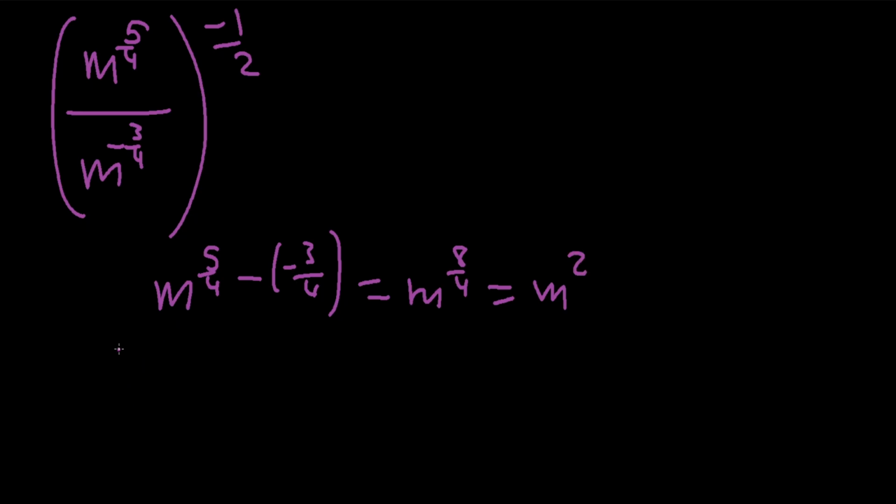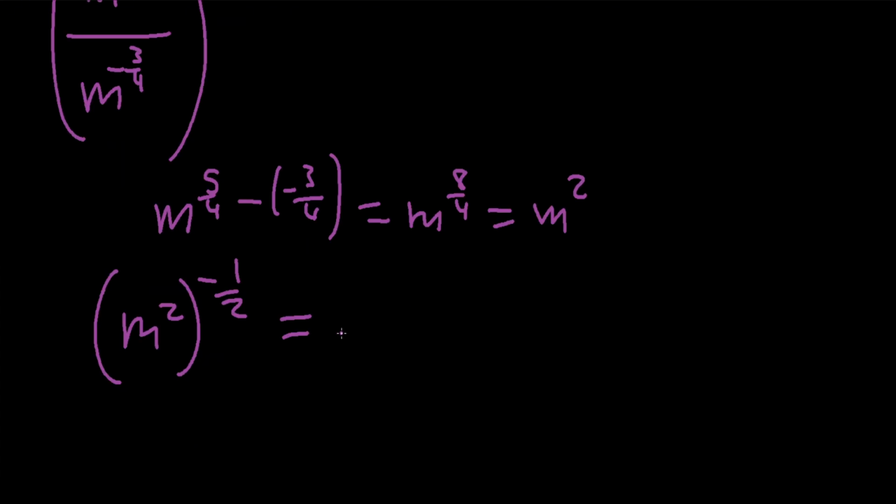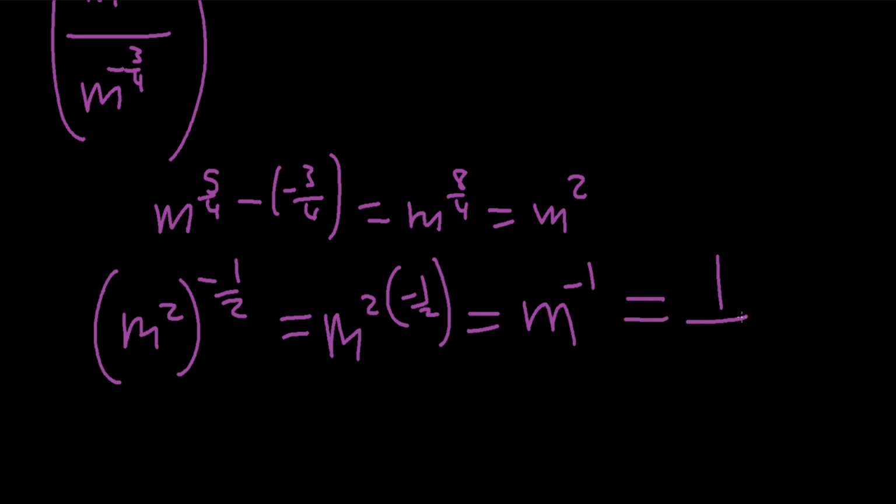So now it should look pretty clean. We just have m squared to the power of negative 1/2. And so using our power of a power law, this becomes m squared times negative 1/2, which is just m to the power of negative 1. And because this is a negative integer exponent, we want to rewrite this as 1 over m.